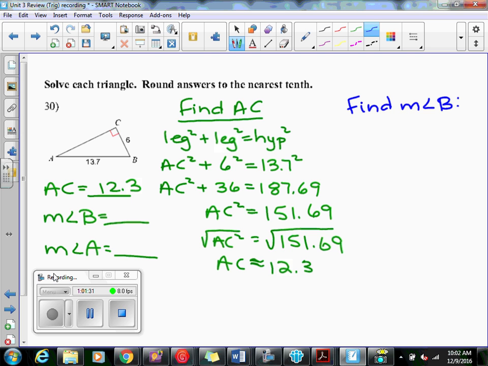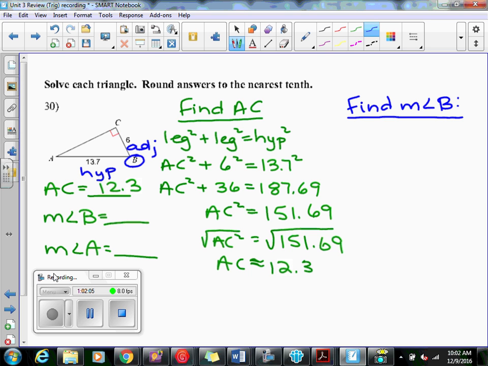We're going to find the measure of angle B. So we're going to do the same thing we did in those problems from number 20 through 29. You start off with the angle, which is angle B, and label what you have from there. So what is this 6 in relation to that angle? Adjacent. Okay, so label that adjacent. And what is the 13.7? The hypotenuse. Good.